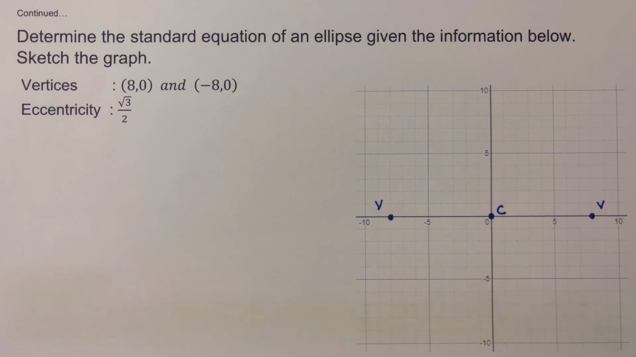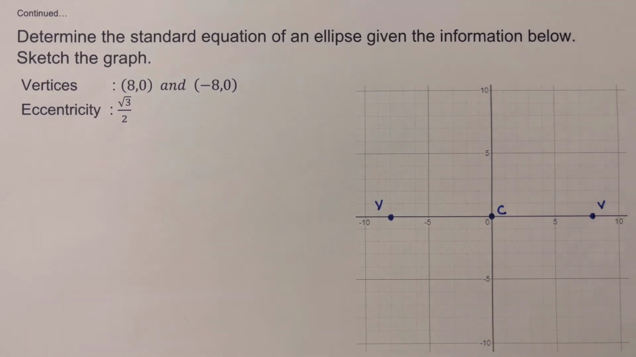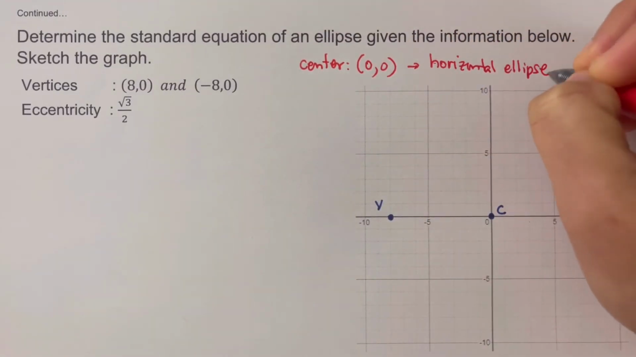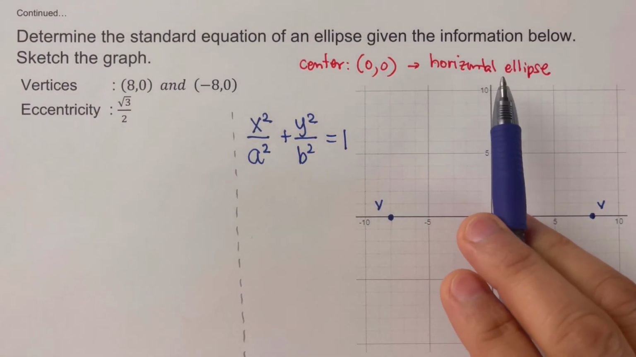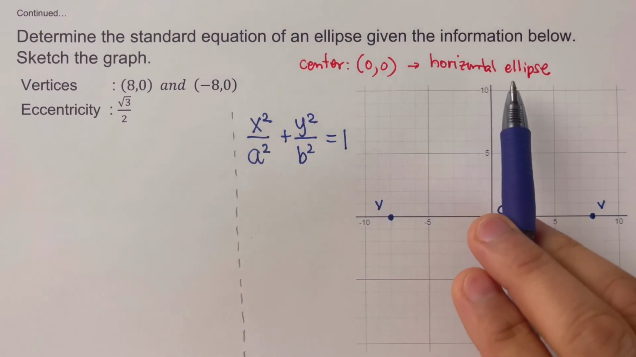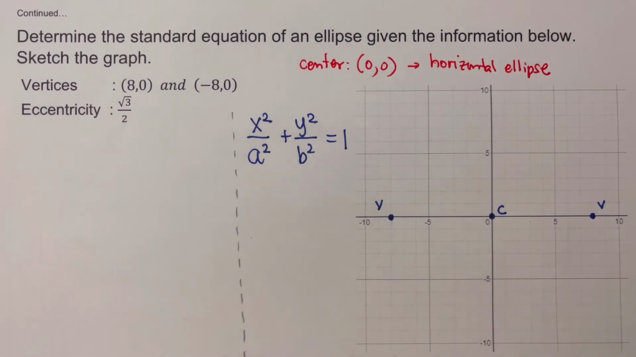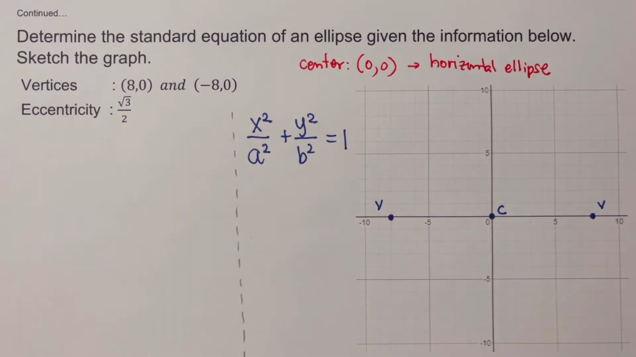And we also remember that the ends of the two vertices would be the ends of the major axis. So we can say that our major axis is the horizontal axis. So this is an example of a horizontal ellipse. So I'm going to write that information up here. Since this is a horizontal ellipse, I wrote a squared at the bottom of x squared. And so we can go ahead and determine the values of a and b so that we can determine the standard equation of this ellipse.